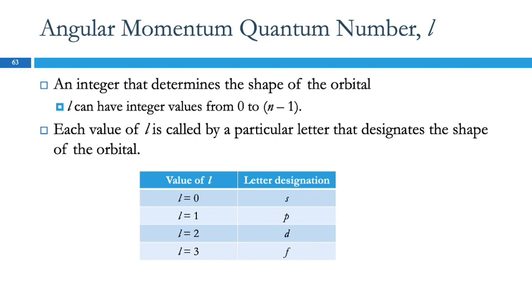The second one, L, gives us the shape of the orbital. And so here, L is limited to values from 0 up to whatever n is minus 1. So L is numbers, but we often use letters instead.